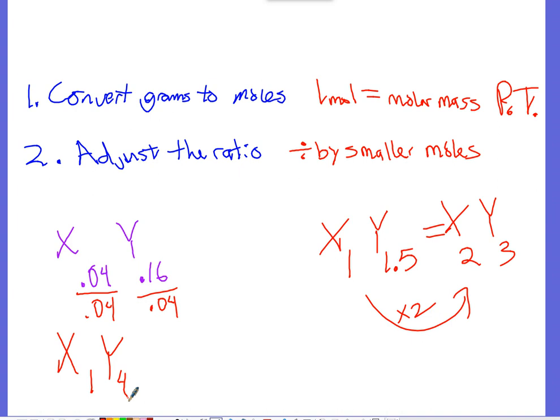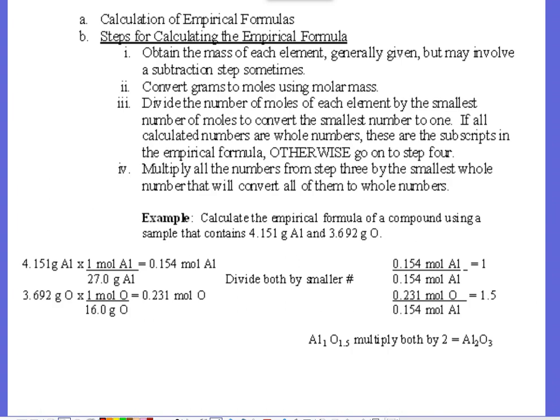So here's the 2 steps. Convert grams to moles. Adjust the ratio. Adjust the ratio usually means divide by the smaller. Occasionally it means multiply by 2. All right? And just let your calculator handle that. So let's look at this example that's completely worked out in your notes. Is this completely worked out in your notes?